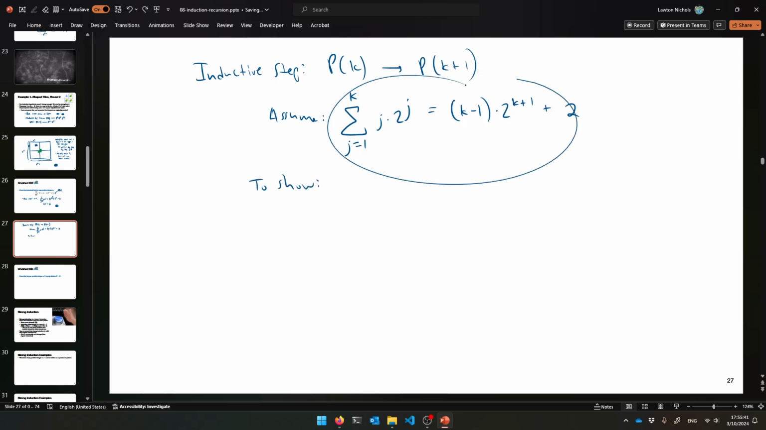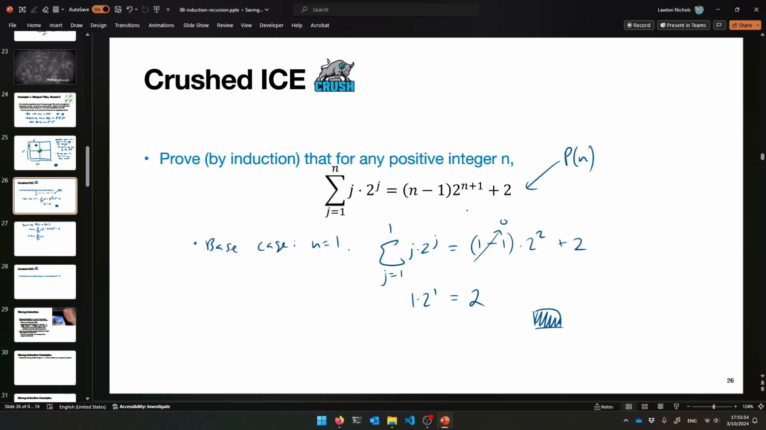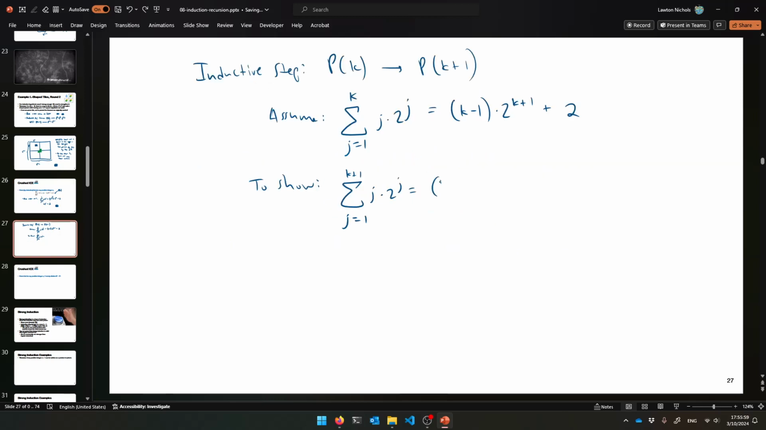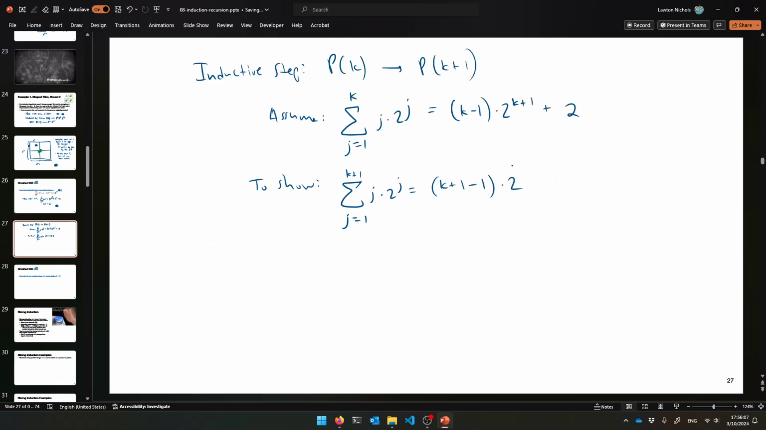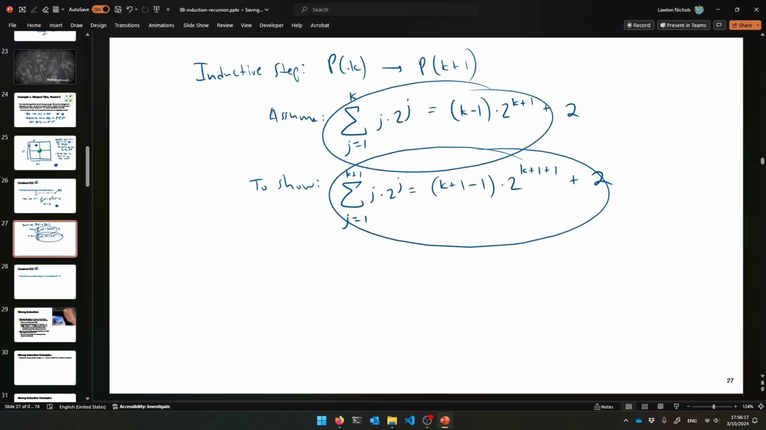So instead of k everywhere, put k plus 1. We have to show that the sum of all the j's starting at 1 and going to k plus 1 this time, still the same thing, j times 2 to the j, is equal to one more in there, right? So it's k plus 1 minus 1, which is just k, times 2 to the k plus 1 plus 1, right? K plus 1 plus 1. 2 to the k plus 2. And I'll just spell it out for us: k plus 1 plus 1 plus another 2. I have to show that this is true using this as firepower. We can assume that, okay?